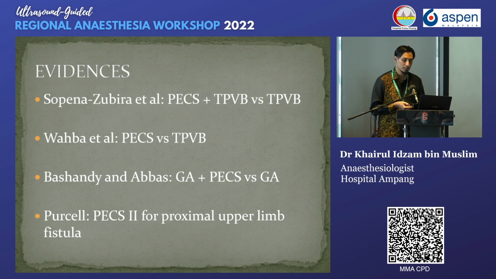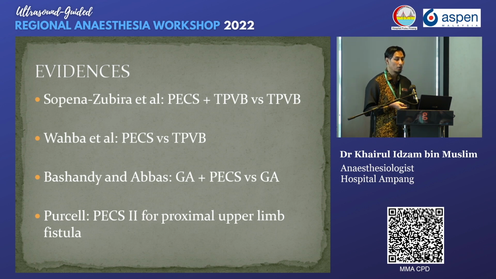So what is the evidence? Sopena-Zubiria et al. did a study to compare PECS plus paravertebral block versus paravertebral block. So they found out that with PECS plus paravertebral block, they have better pain scores and less opioid consumption as compared to thoracic paravertebral block alone.